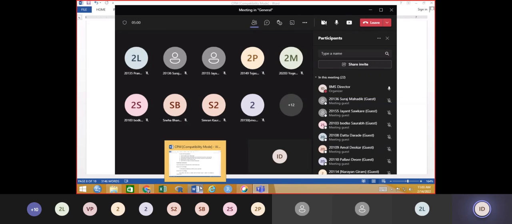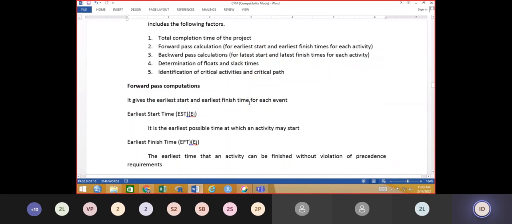Okay, let us start. The last time we already started CPM and PERT. Some part of CPM, the critical path method, we already discussed: how to construct the network diagram. Then after constructing the network diagram, we have to calculate the time estimates of each and every activity, that is the earliest start time, earliest finish time.